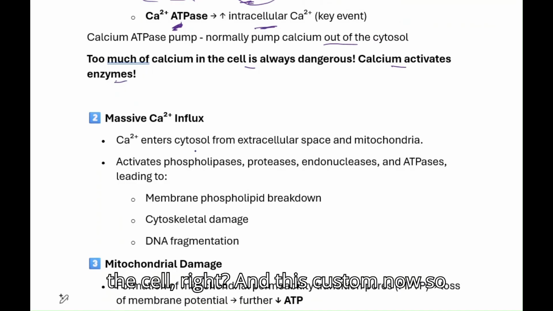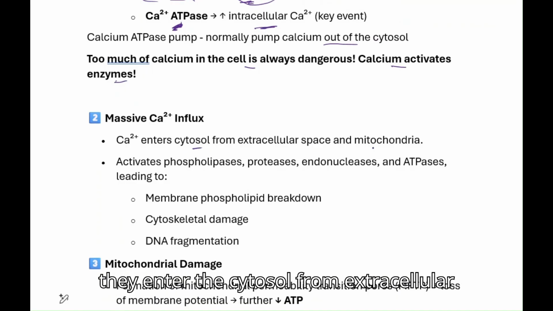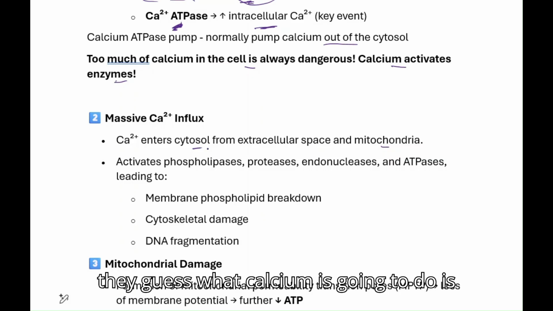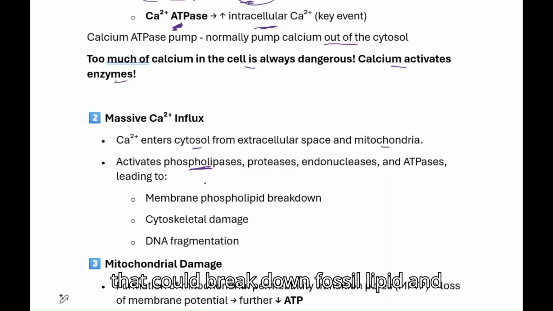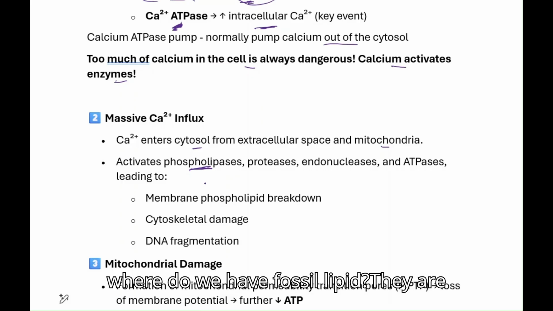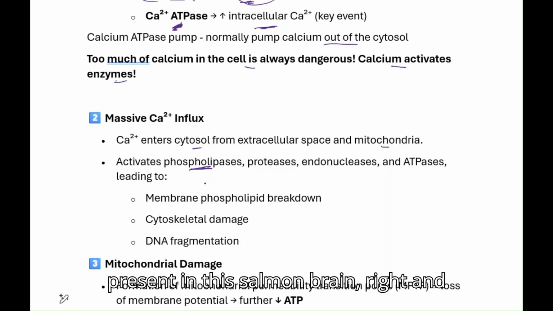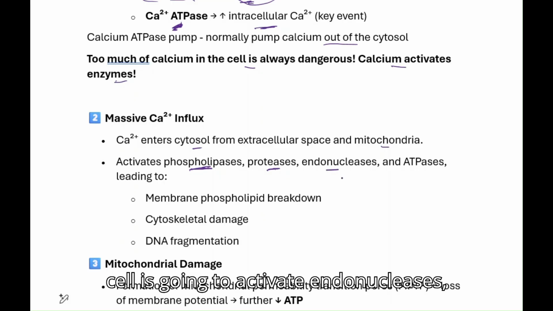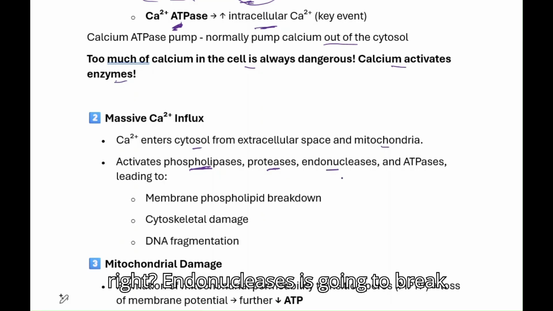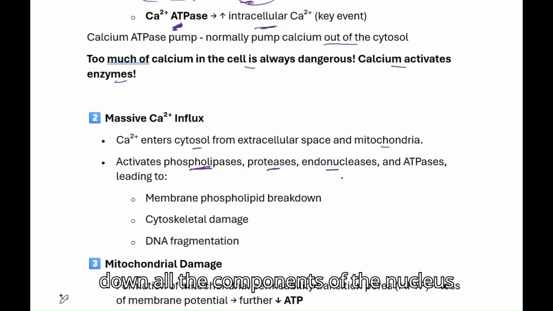And this calcium now enters the cytosol from the extracellular space, it enters the mitochondria, and guess what calcium is going to do? It's going to start activating phospholipase. By saying phospholipase, something that could break down phospholipid. And where do we have phospholipid? They are present in the cell membrane, right? And it also activates proteases. So that means it can break down any protein inside the cell. It's going to activate endonucleases, right? Endonucleases are going to break down all the components of the nucleus.